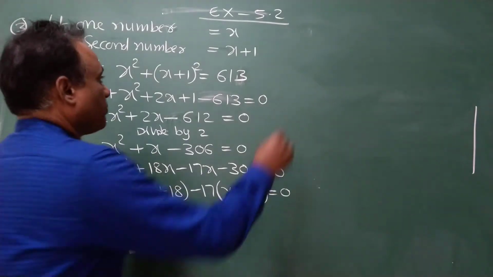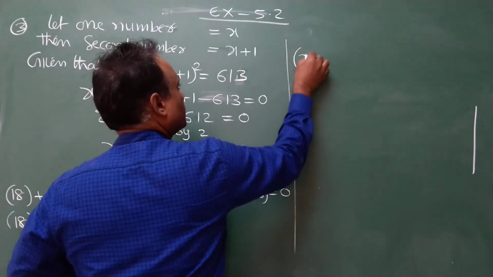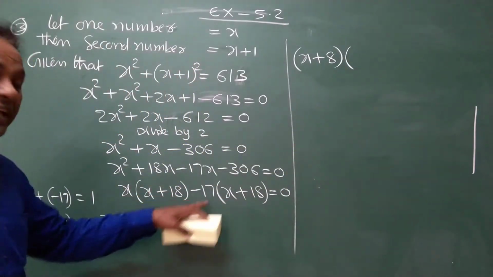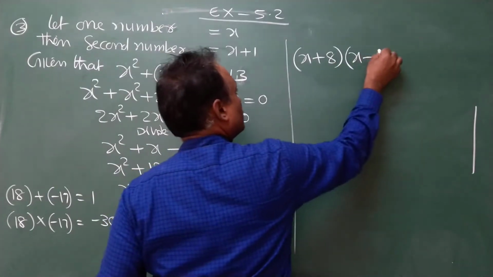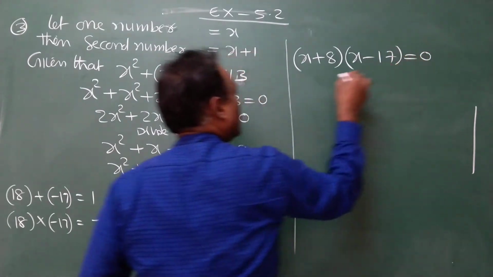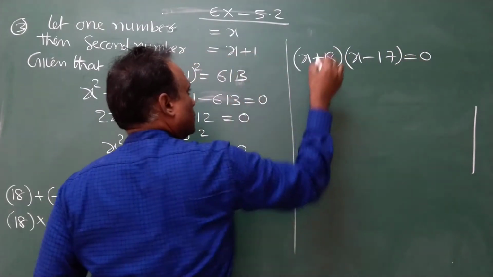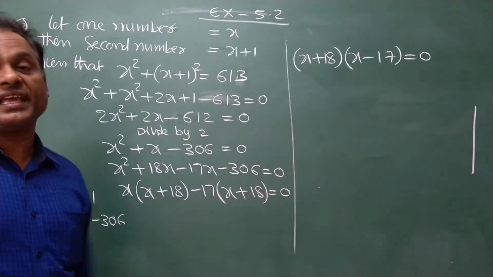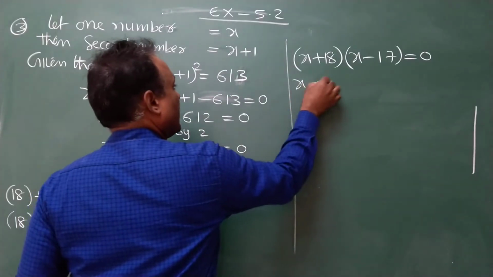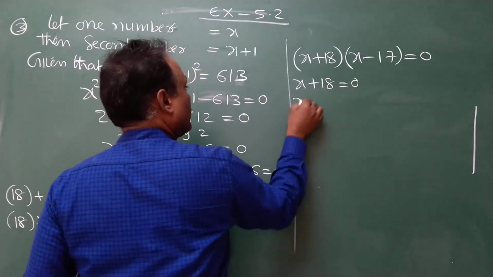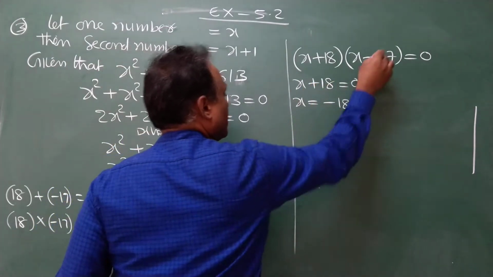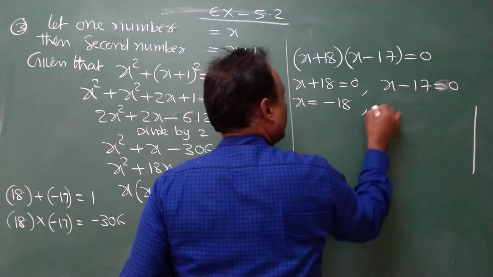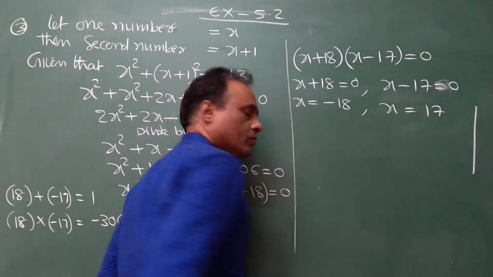So if you take x plus 18 common, x minus 17 remains. So x plus 18 is equal to 0, x is equal to minus 18. x minus 17 is equal to 0, x is equal to 17.